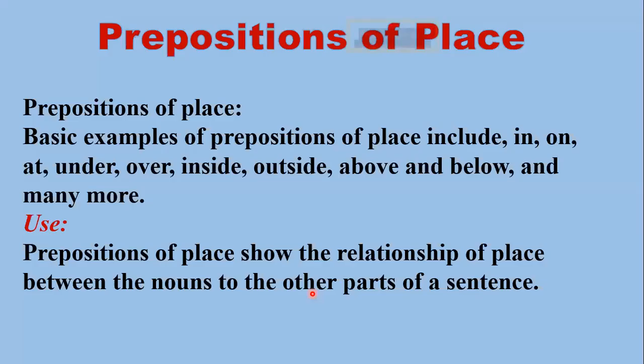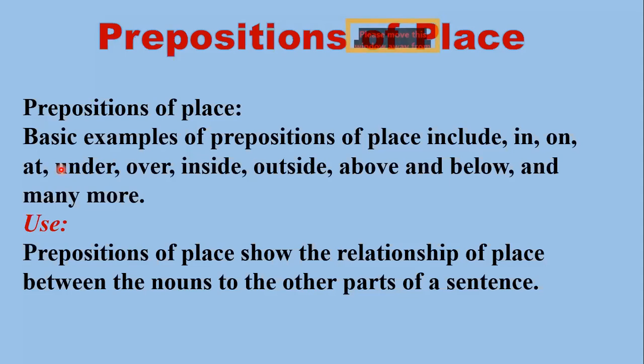Okay, let's move on. So prepositions of place. Now this is the second type of preposition. Basic examples of prepositions of place include in, on, at, under, over, inside, outside, above, and below, and many more. As I told you, there is no end to it. There are many prepositions. Definitely, I cannot mention all of them here, but I have mentioned the main ones. Now, let's see one thing. I just told you in, on, at is used in time, so how is it used in place?